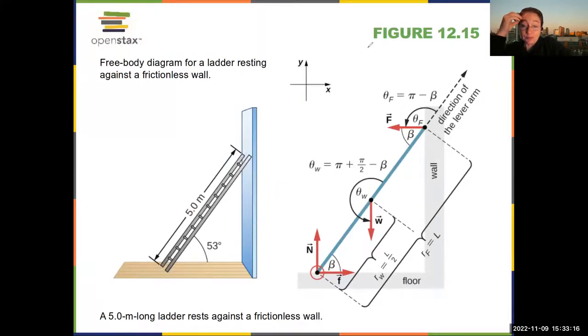Another example is a ladder on the wall. In this case, you have a normal force of the floor on the ladder. And you also have a force due to friction from the ladder being stuck against the floor. The ladder acts like a mass at its center of mass, which is probably in the center of the ladder. You have the wall, the ladder leaning against the wall. So there is a normal force of the wall against the ladder.